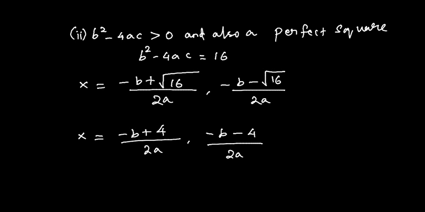Now see these two roots, negative b positive 4 over 2a, negative b negative 4 over 2a. So obviously the two roots are not equal. So we say the two roots are unequal. And we don't have a negative sign inside the square root, so the two roots are real. Also since we don't have a square root here, the two roots are rational. So we decide when b square minus 4ac is greater than 0 and also a perfect square, the roots are real, unequal and rational.